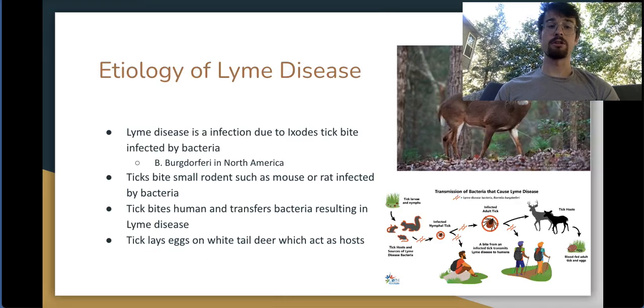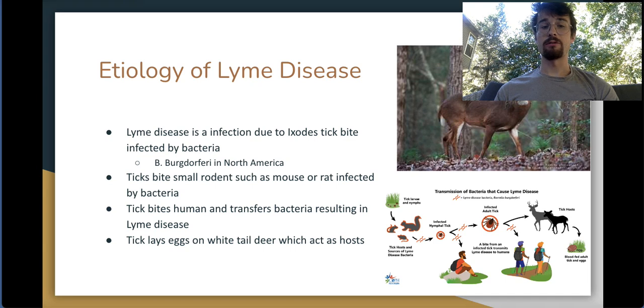The etiology of Lyme disease. Lyme disease occurs when a tick infected by a bacteria bites a human. In North America, the bacteria that causes Lyme disease is Borrelia burgdorferi. The bacteria is originally transferred to a tick when a tick bites a small rodent which is carrying the bacteria, which then bites a human.